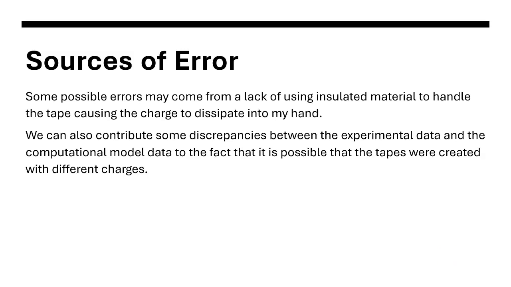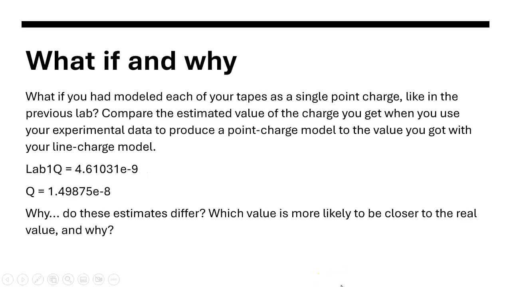So the possible sources of error from this lab could come from the lack of using insulated material to handle the tape, which could disrupt the charge of the tape as it might dissipate into my hand. And then another possible source of error was that the tapes weren't created with the exact charge when ripping the tape off of the bottom U tape. So that might cause some discrepancies between the experimental and the computational model data.